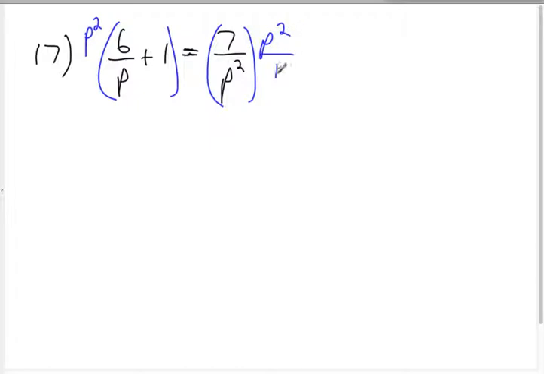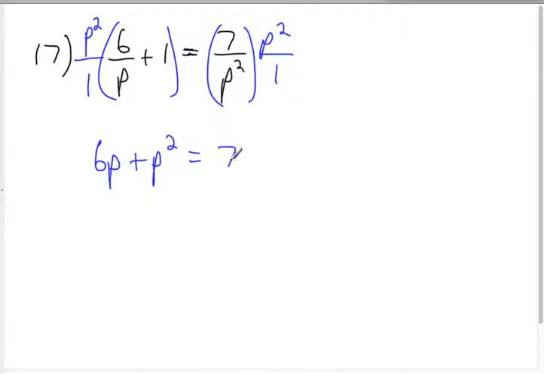Notice I put it on top because that's where things you multiply go. If I was dividing, I'd put it on the bottom. So when I distribute this p squared on the left side, one of these p's is going to cancel one of these p's, so we're left with 6p. And then when this p squared is multiplied by 1, obviously that's p squared. Over here, p squareds cancel out, leaving us 7.